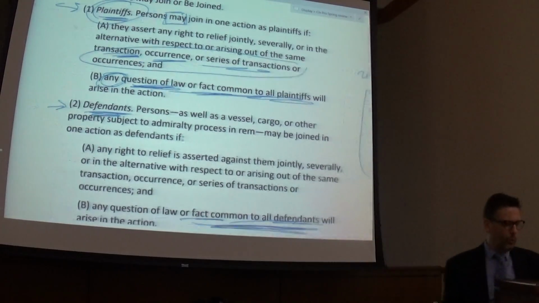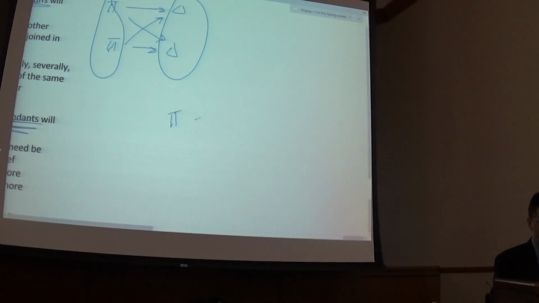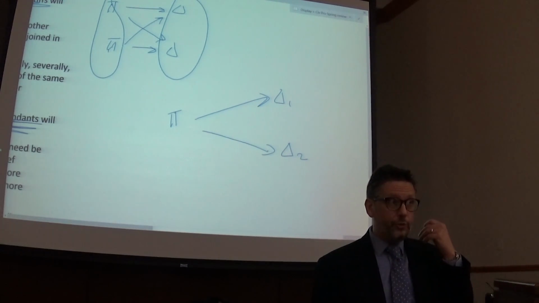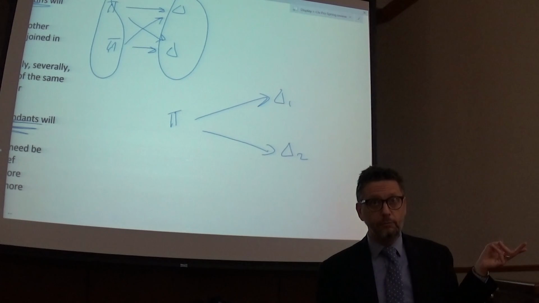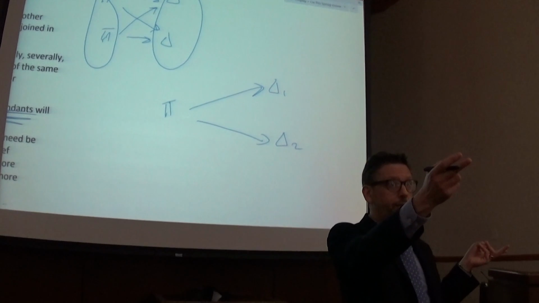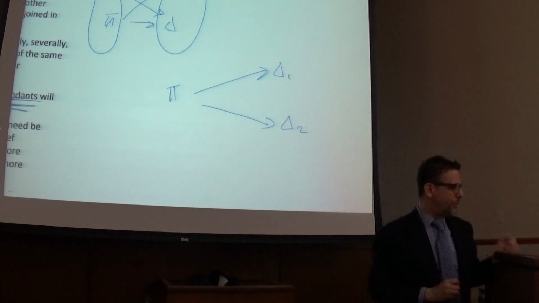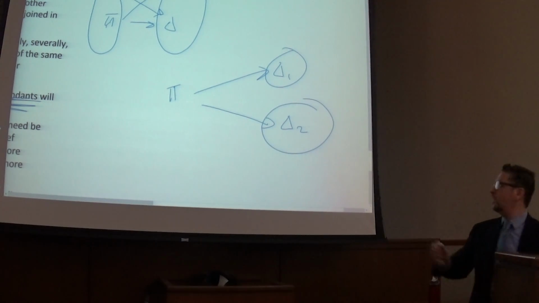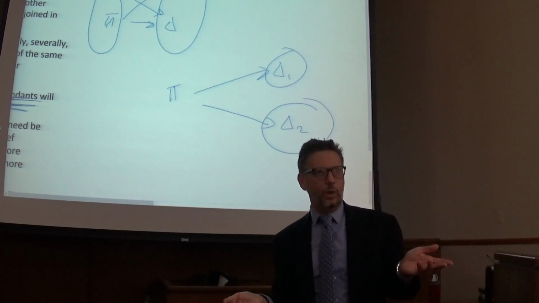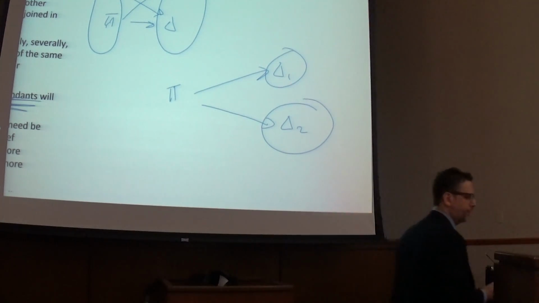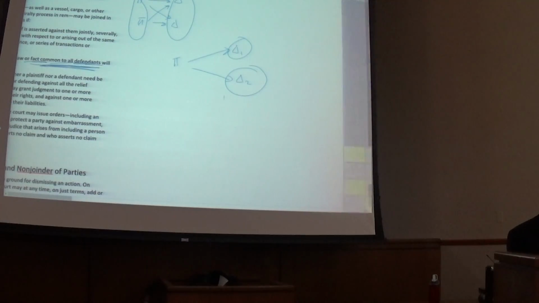Now, in a Rule 20 scenario, let's have a simpler fact pattern, all right? D1 and D2. When you're saying that something arises from the same transaction or occurrence as something else, what are the two things that we're comparing? What's being compared? That's right. This is the one thing you're comparing, and this is the thing you're comparing it to. The claim against D1 and D2. Do both of these claims arise from the same transaction, occurrence, or series of transactions or occurrences? That's right. All right. That is Rule 20.